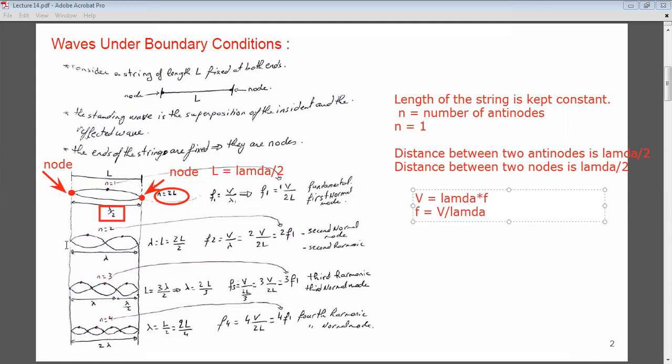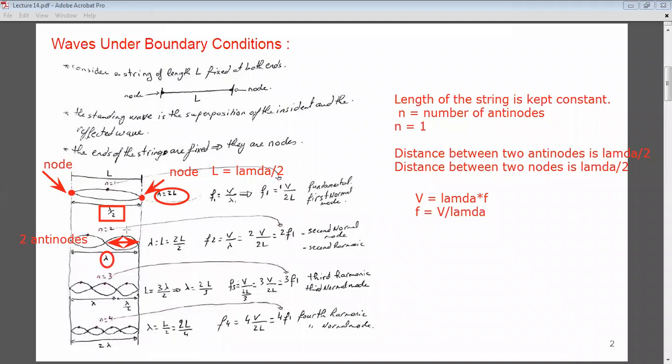Now, what happens if I have two standing waves? So here I can see that I have two antinodes, but I have three nodes, and the distance again between two nodes, from here to here, is lambda over 2. So I have lambda over 2 plus lambda over 2, which means 2 lambda over 2, that is lambda.